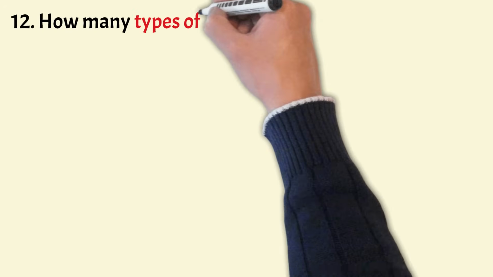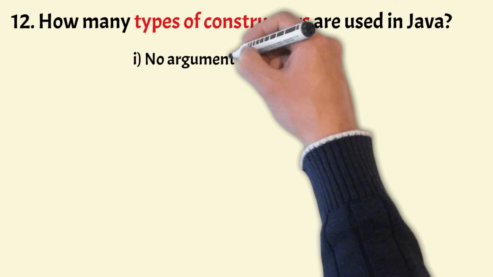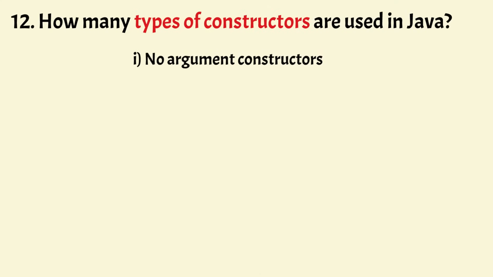Now coming to the next one, how many types of constructors are used in Java? Based on arguments accepted by the constructor, there are three types of constructors. The first one is the no-argument constructor. A no-argument constructor is a constructor that doesn't have any arguments or parameters. The values are defined within the constructor itself. Next is the parameterized constructor. A parameterized constructor is a constructor that contains arguments or parameters.